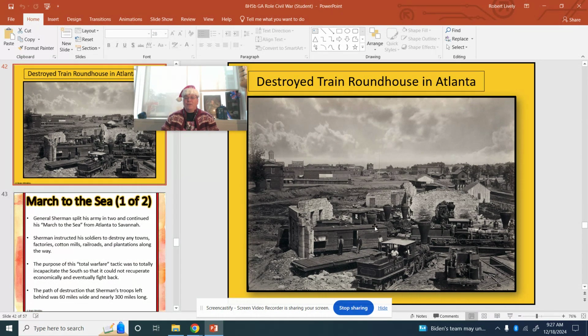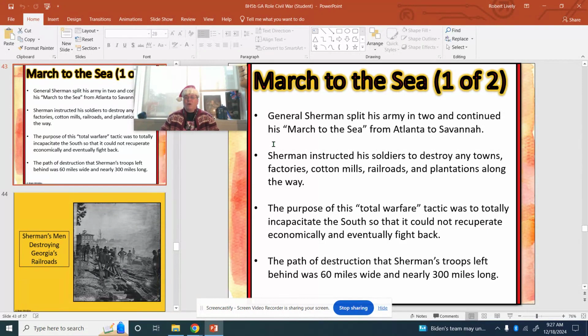This was the train house there, completely destroyed. He then begins his march to the sea. General Sherman split his army into 2 and continued his march to the sea from Atlanta to Savannah. Sherman instructed the soldiers to destroy any towns, factories, cotton mills, railroads, and plantations along the way.